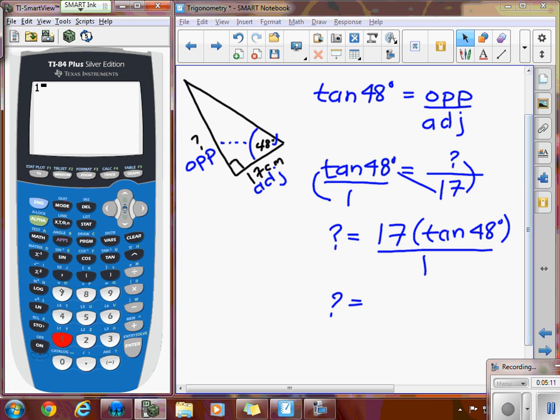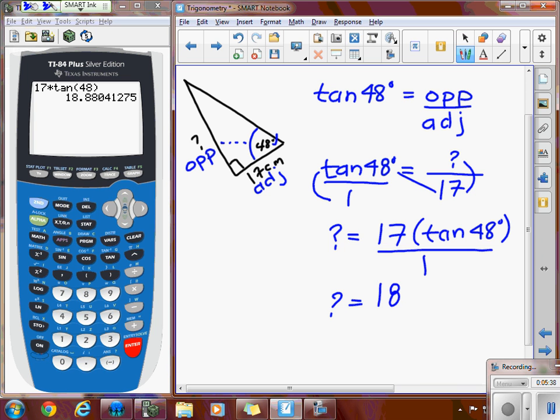All we have to do is say 17 times the tan of 48 degrees, close the bracket, get in a good habit of that. We can say right now divided by 1 if we wanted to, but we know that, as we mentioned already, that operation will not change my answer. So basically 17 times the tan of 48, that side is approximately, let's say to 1 decimal place, 18.9 centimeters long. So we used the tangent ratio to find that missing side.